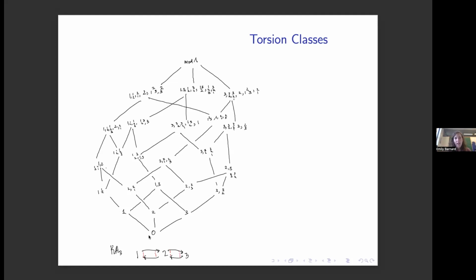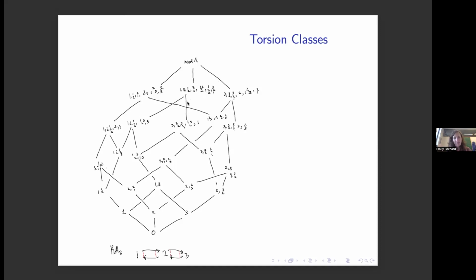Okay. And the example I'm going to focus on, I'm sorry if the numbers are a little small for you. I hope your screens at home are bigger than mine. The example I'm going to focus on is this guy right here. It's just below the top. It has the simples 1 and 3. It has the injective at 2 and projectives at 1 and at 3, and then these extra 2 guys.